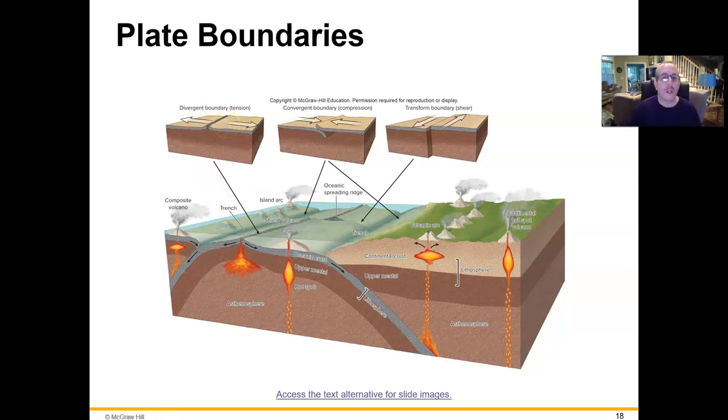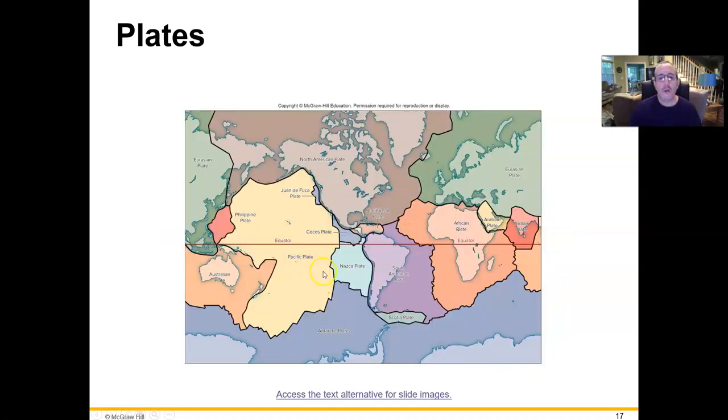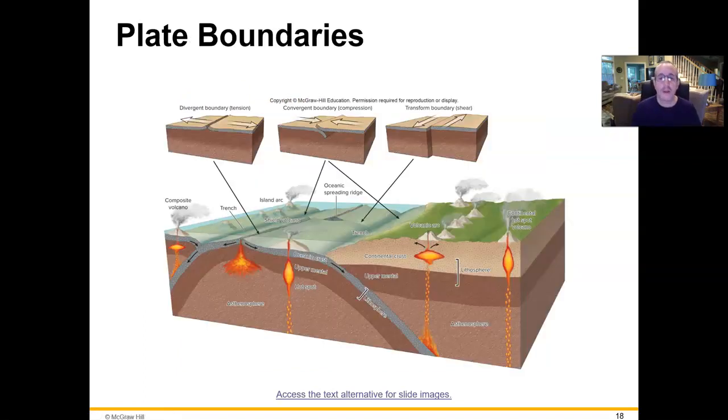That's going to be mostly your trenches, your plates that are ocean. So deep in the ocean, you're going to have these right here. We do actually have one that's in Africa, in this area up here, that's actually starting to tear the continent of Africa apart just a little bit.